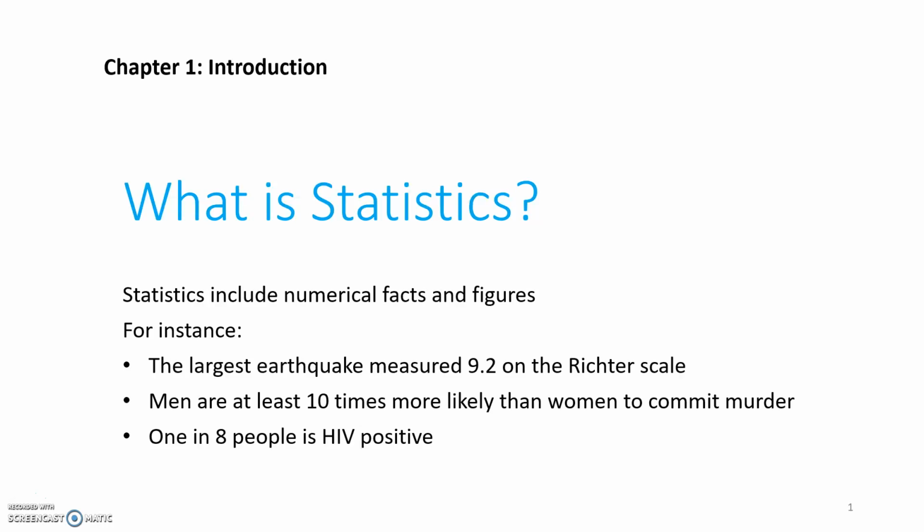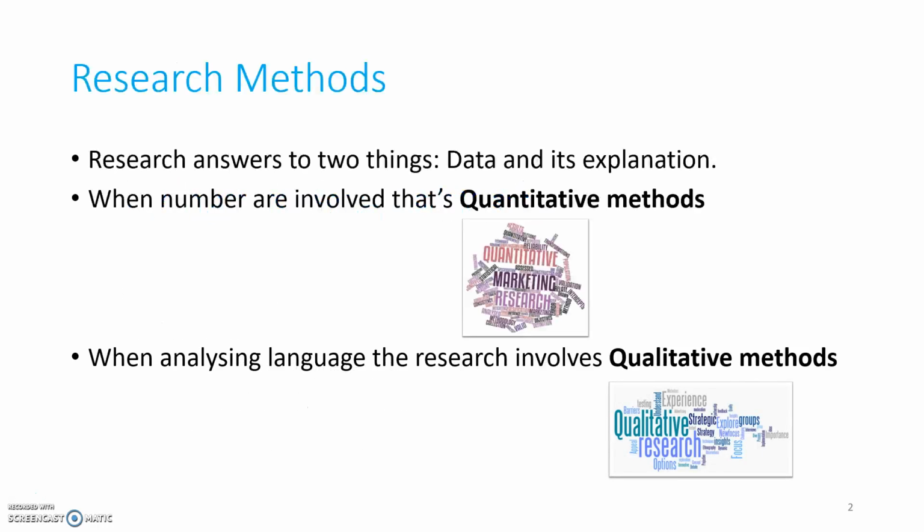For instance, the largest earthquake measured 9.2 on the Richter scale. Men are at least 10 times more likely than women to commit murder. 1 in 8 people is HIV positive. So you'll find that all these statements are being quantified by a certain figure. So that is statistics. So in research, these are the research methods.